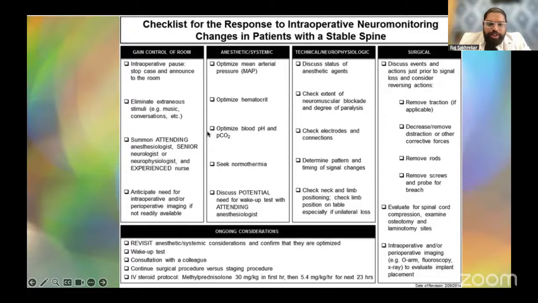stage. So all these things are very important, and there are other points that have been discussed, that revisit anesthetic and systemic considerations. The wake-up test is important. Always consult with a colleague during the surgery; there is no shame or ego. If you have signal loss, for the importance of the patient, call your senior colleagues and discuss that these are the signals we are getting, what should we do further, and they will definitely guide you what should be done with their experience. And also the checklist is there to help you.